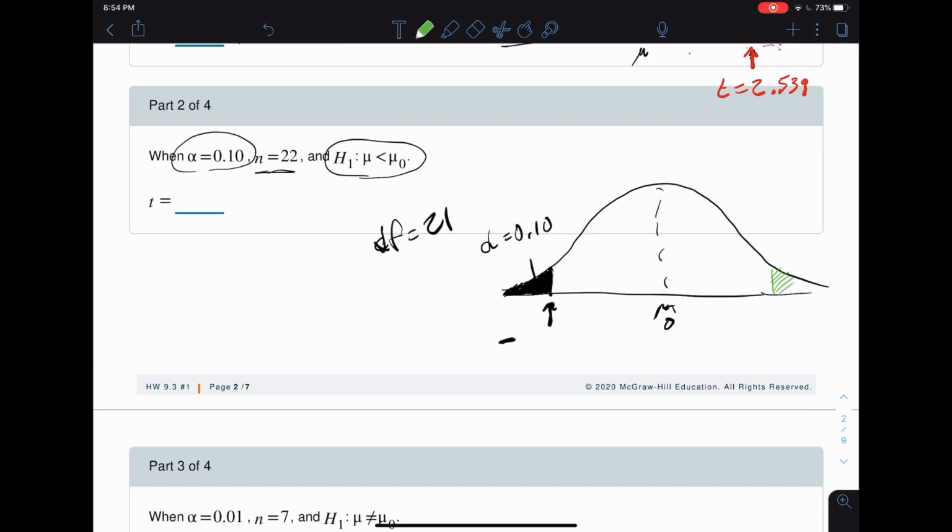You could always subtract from 1 and do other ways, but for me it's just easier to look up this guy here, because I know by symmetry that this green area is equal to this black area. I'm going to make it the same area, 0.10. If I look up this area with this degree of freedom, it's going to give me a positive number, which will be the same as its opposite over here. So that's how I like to do it. Then I'll just put a negative on it, and I got it. Let's look it up.